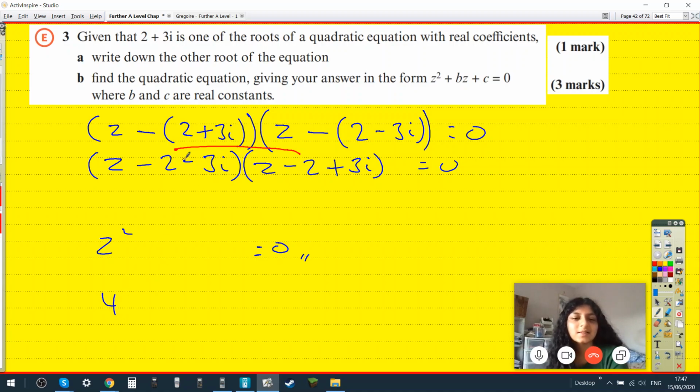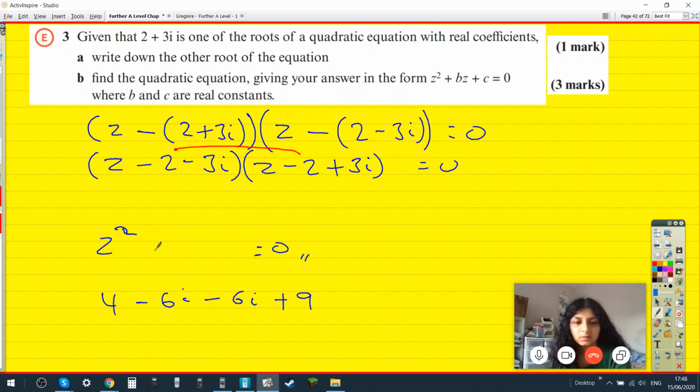So 4. Okay, it should have been 13 then. The last term should have been 13. I don't know, I've messed the whole thing up. Wait, why is it 4 minus psi? I'm just messing around. Okay, so what was it?